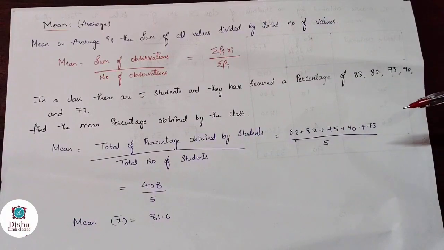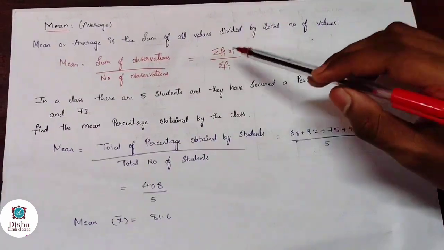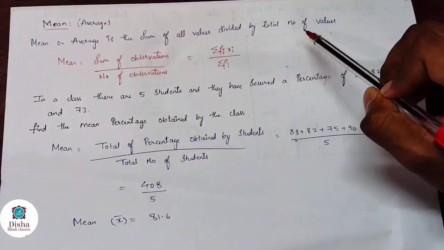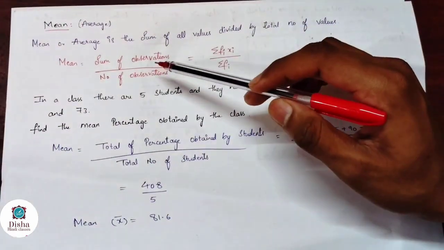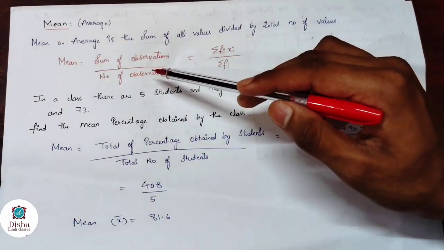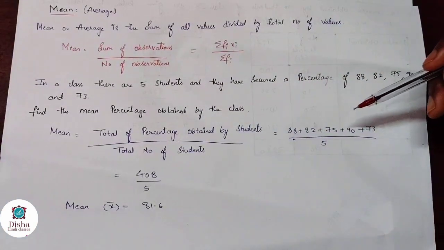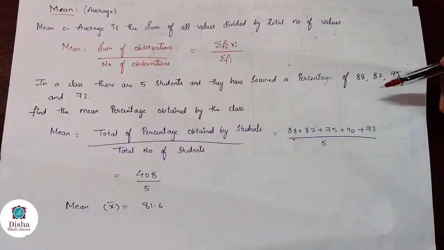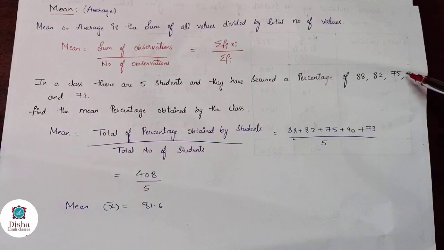Now we are going to study about mean. Mean or average is the sum of all values divided by total number of values. The mean formula is the sum of observations divided by number of observations. Now let us take an example and understand it at a better level. We have here observations as 88, 82, 75, 90 and 73.